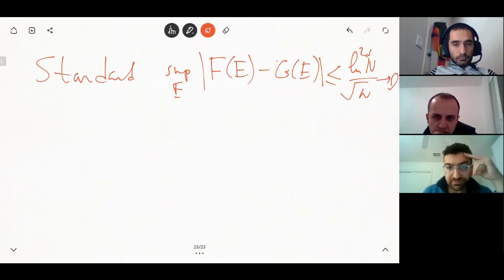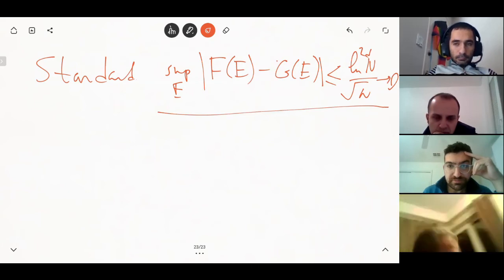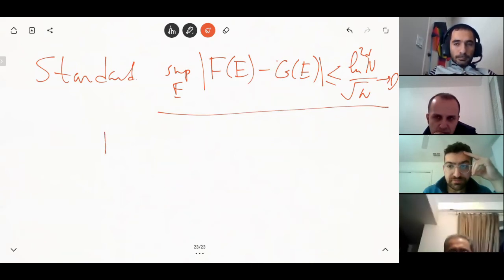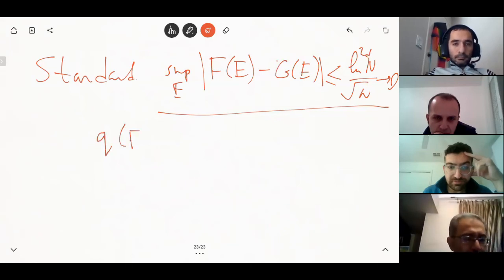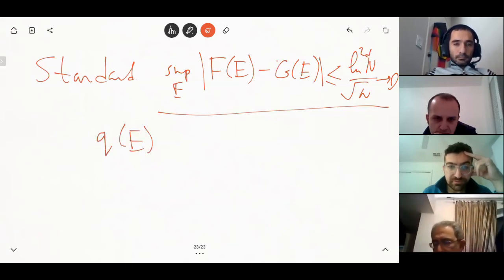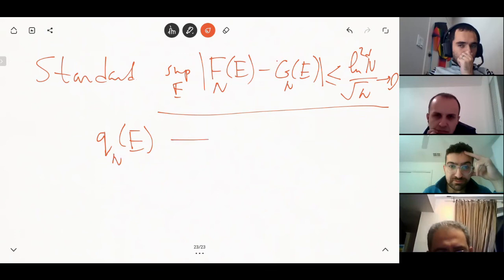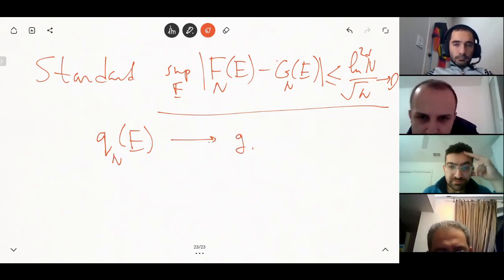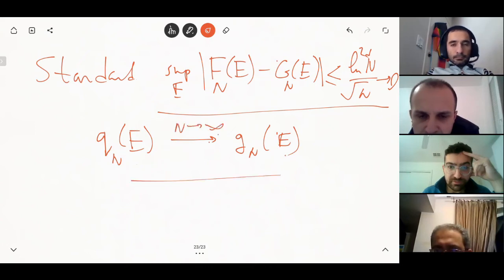So it's going to 0 as n goes to infinity. So this is the statement here. The statement that I proved is this, right? So it's that Q_n(E) goes to G_n(E), where Q and G are the probability distributions, the derivatives of these guys, point by point. So for each fixed energy here, as n goes to infinity, I have this convergence.